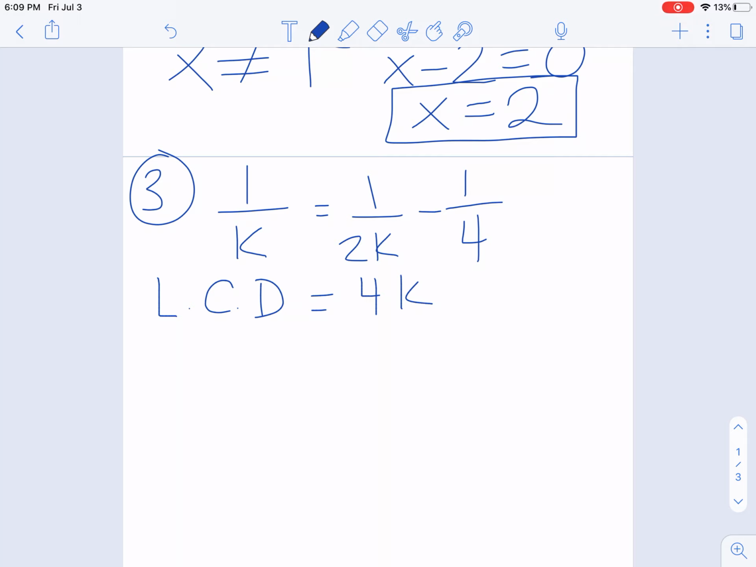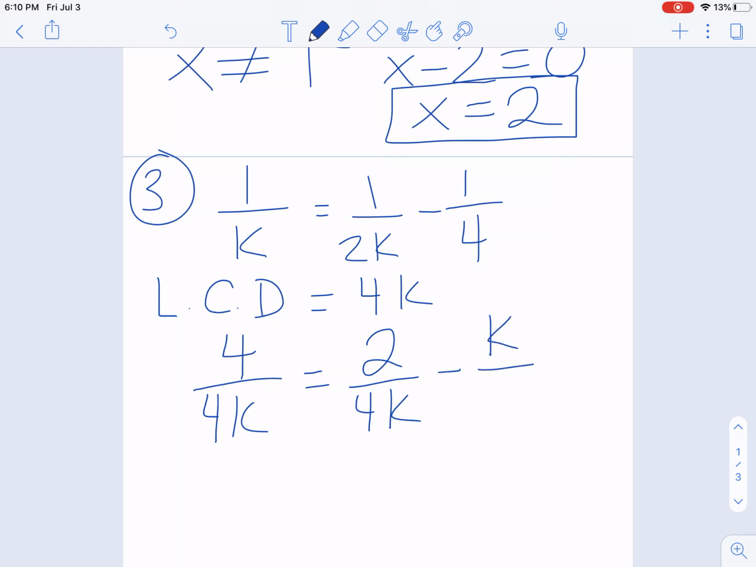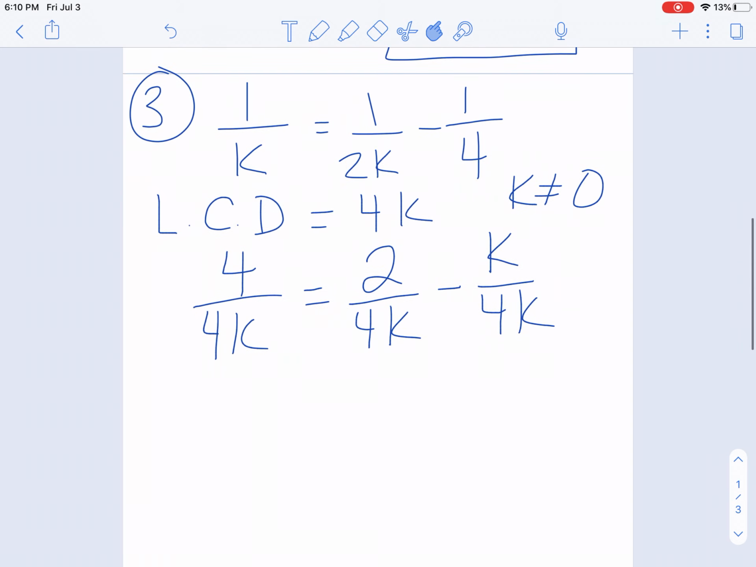So 1 over k is the same as 4 over 4k, just multiplying top and bottom by 4. 1 over 2k is just 2 over 4k, multiplying top and bottom by 2. And a quarter is the same as k over 4k, multiplying top and bottom by k. But we can hopefully see right away that k cannot be 0, or that would break these two fractions, because 1 over 0 or 1 over 2 times 0 is going to be bad. So we already know what the restriction is.